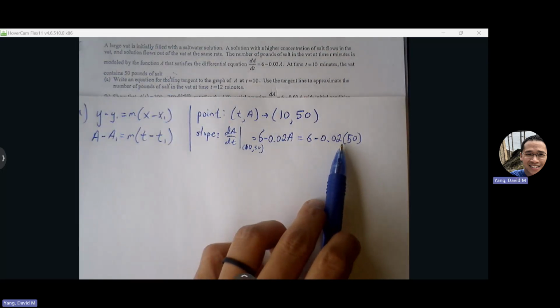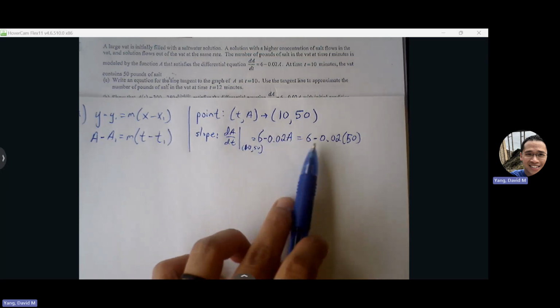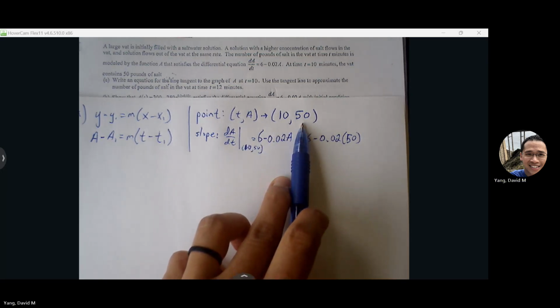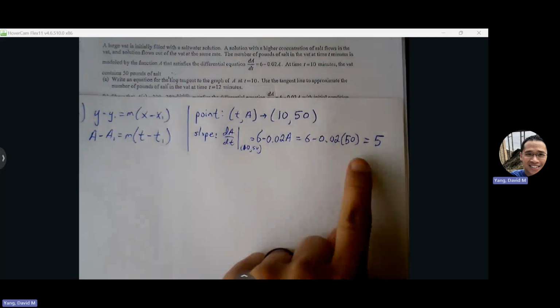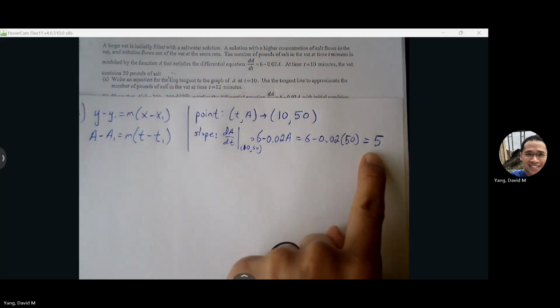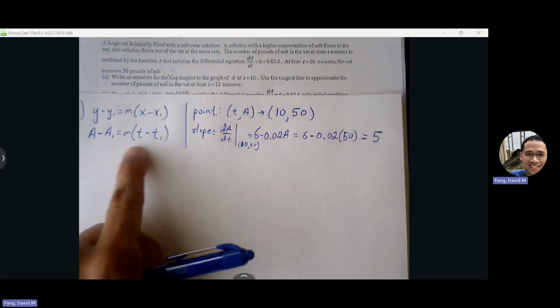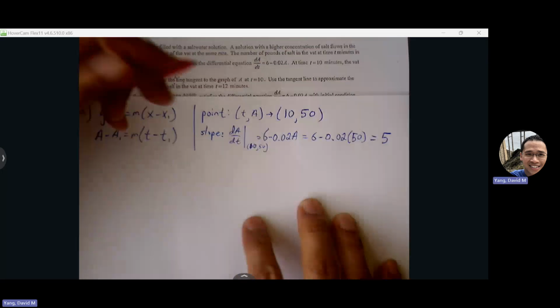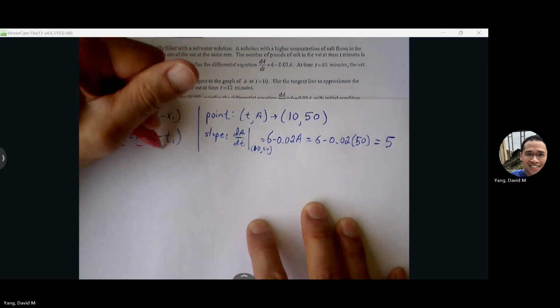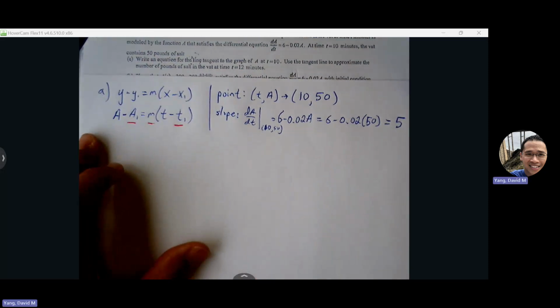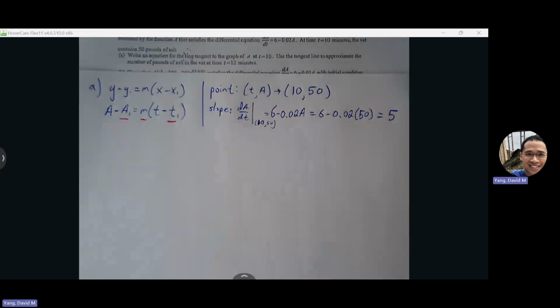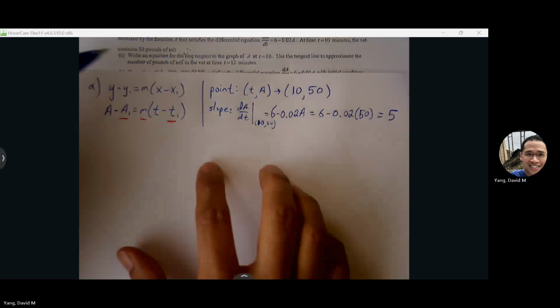Six minus 0.02 times 50, that's my A value. And this is with calculator, so I'm just going to put this in and I'm going to get a 5 for my dA/dt. I have my ordered pair, I have my slope. Put it into my linear equation, but just have to adapt in terms of A and T.